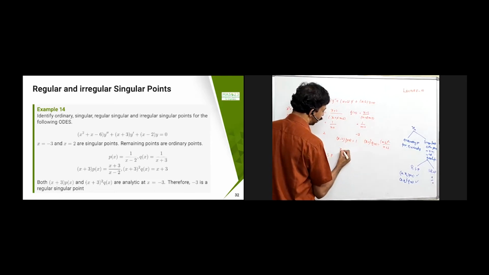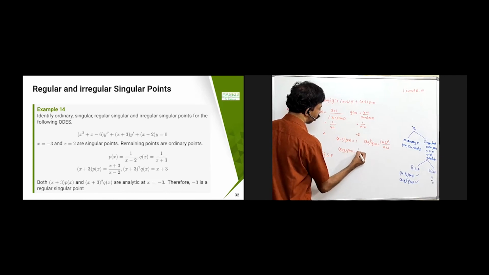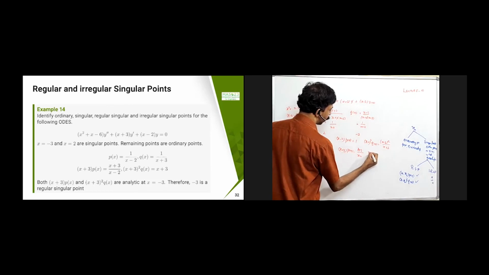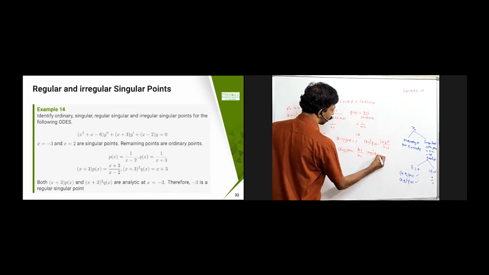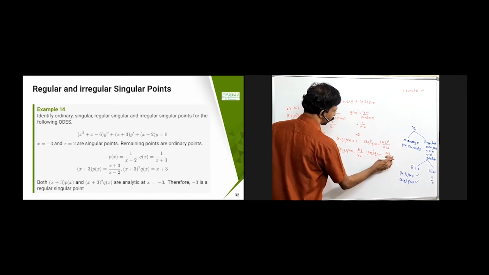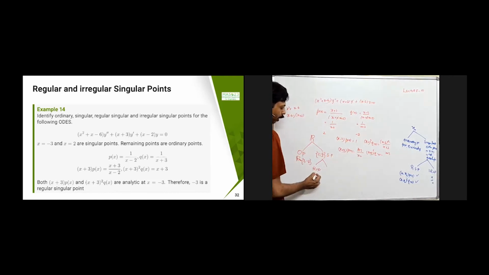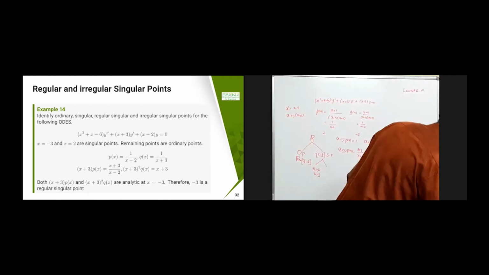Now (x + 3) times p(x) is going to become (x + 3)/(x - 2), and (x + 3) squared times q(x) is going to become (x + 3) divided by (x + 3), that's all. So this is again going to be analytic at x = -3, therefore x = -3 is also a regular singular point. So both are regular singular points.